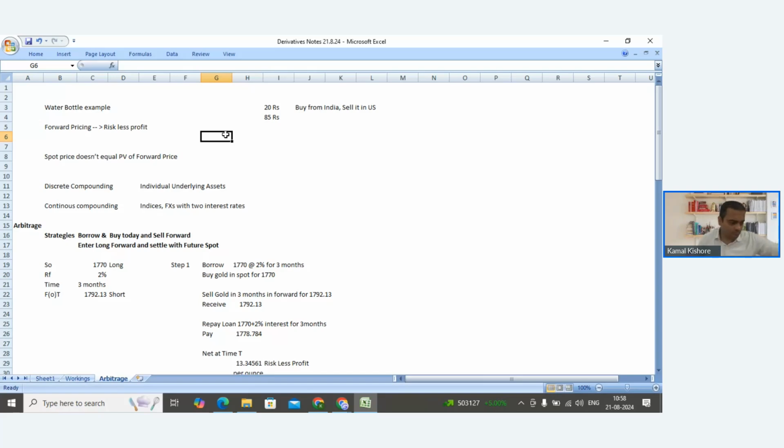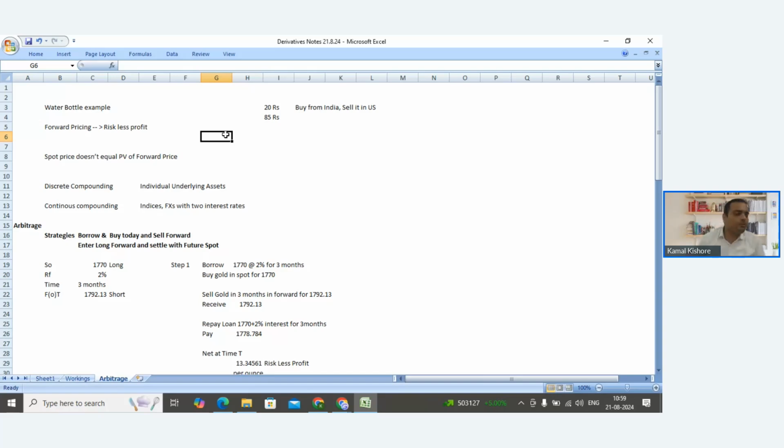Futures also. That is okay. Margin is okay. 100 is becoming 110. So what happens? Basically, that is not the objective of the derivative market.